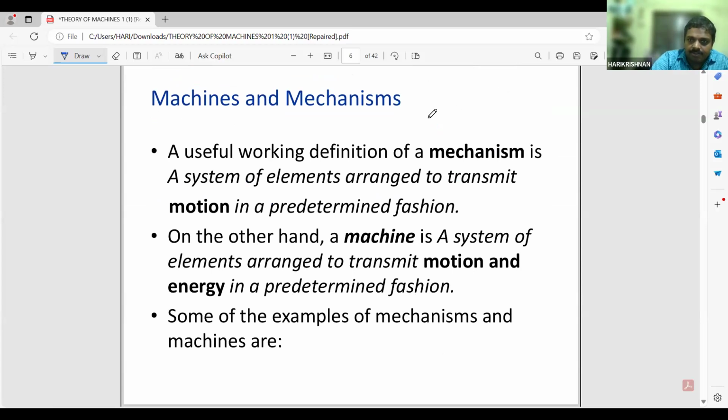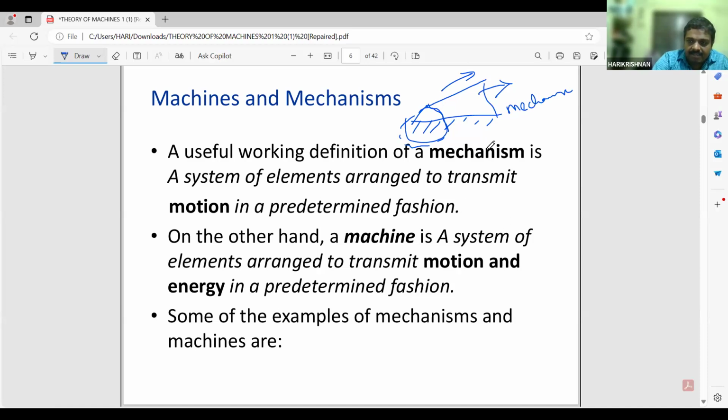So I have told you, if there is a link over here, there is a link. Okay, so this will rotate. When this rotates, what happens? This link will move and this will also move together. Okay, so this is a mechanism.